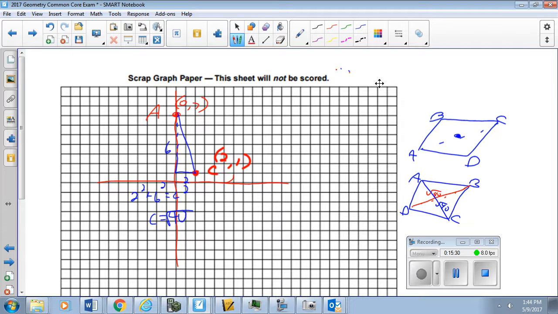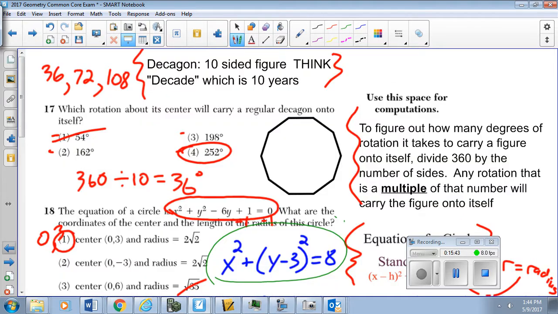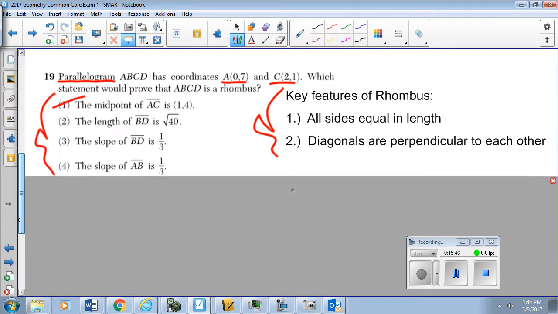Okay, but that doesn't prove that it is a rhombus. As a matter of fact, a rhombus, typically, you're not going to have congruent diagonals. It could, but the fact that the diagonals are congruent doesn't prove it's a rhombus. All right, so let's go back. Let's get rid of that one.